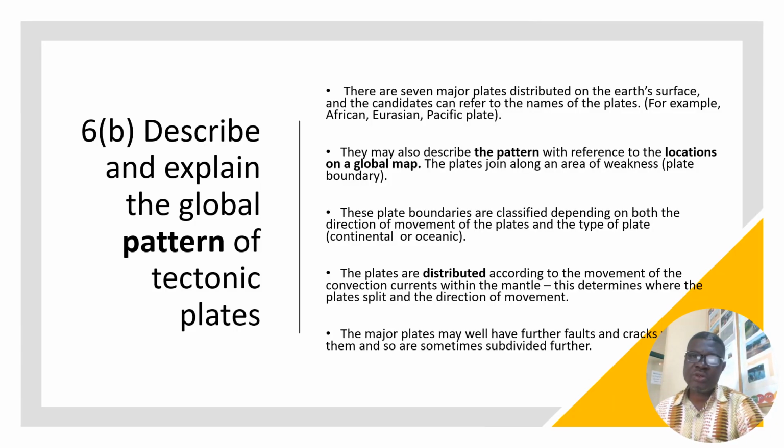And if you are asked to describe the global patterns, note how to go by them. The locations: the Pacific Ring of Fire that we dealt with, the Aegean through the Mediterranean, then the mid-Atlantic Ocean. That is how we have to go by them. Don't forget that the distribution of these plates is governed by convective currents.